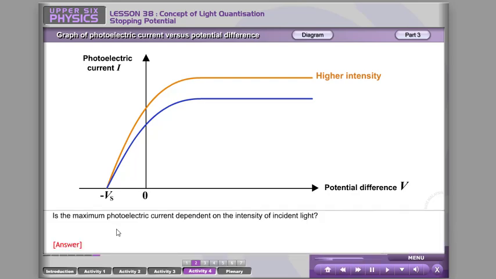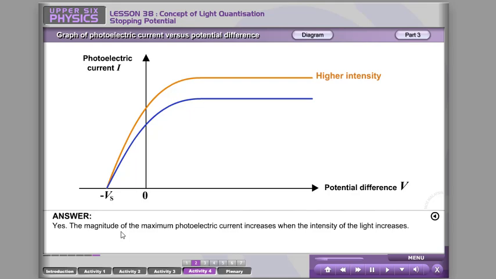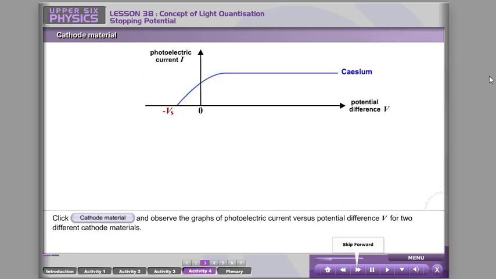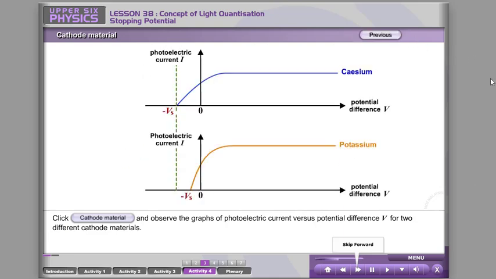Is the maximum photoelectric current dependent on the intensity of incident light? Answer: yes. The magnitude of the maximum photoelectric current increases when the intensity of the light increases. Click the Cathode Material button and observe the graphs of photoelectric current versus potential difference V for two different cathode materials.